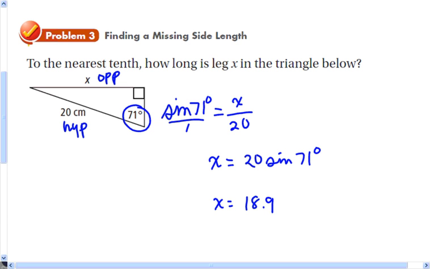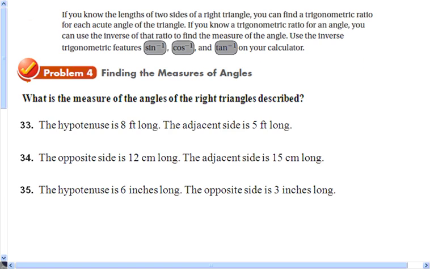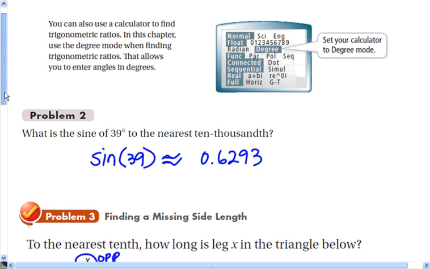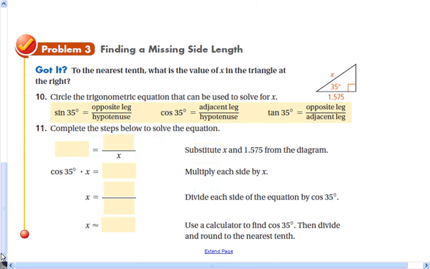Now just do a visual check there. It has to make sense. This number has to be smaller than the hypotenuse, so 18.9 is good. All right, I'm going to let you try that. See if you can pick the right values to put in there and solve that.